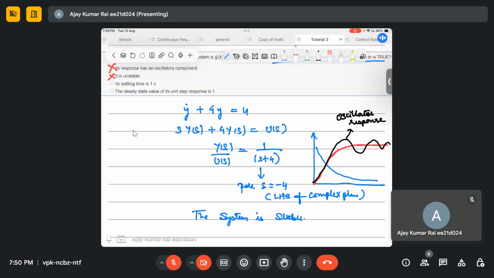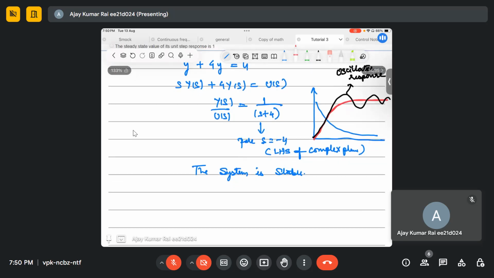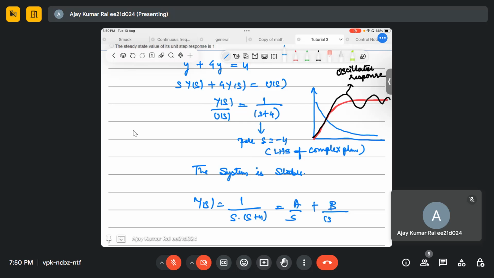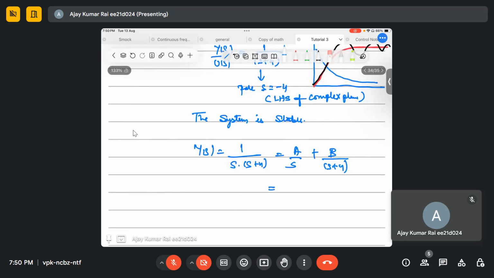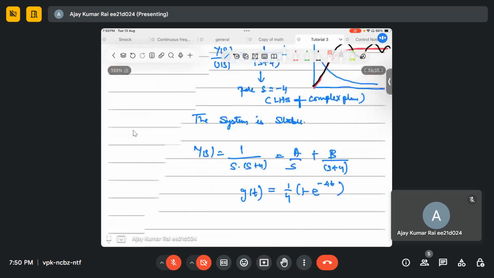Its settling time is 1 second. So let's find out the response for this. So Y(s) is equal to 1 by s into (s plus 4). Again, you have done this calculation many times, so what you will get is 1 by 4 times (1 minus e to the minus 4t). You'll get this type of thing.